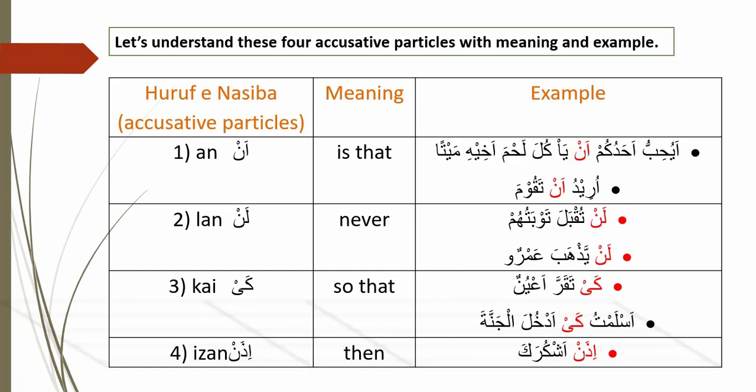The second huruf-e-nasiba is lan. The meaning is never. Example is لَنْ تُقْبَلَ تَوْبَتُهُمْ. لَنْ يَذْهَبَ عَمْرٌ. The third huruf-e-nasiba is kay, meaning so that. كَيْ تَقَرَّ أَعْيُنٌ. أَسْلَمْتُ كَيْ أَدْخُلَ الْجَنَّةِ. The fourth huruf-e-nasiba is إِذَن, meaning then. Example, إِذَن أَشْكُرَكَ.